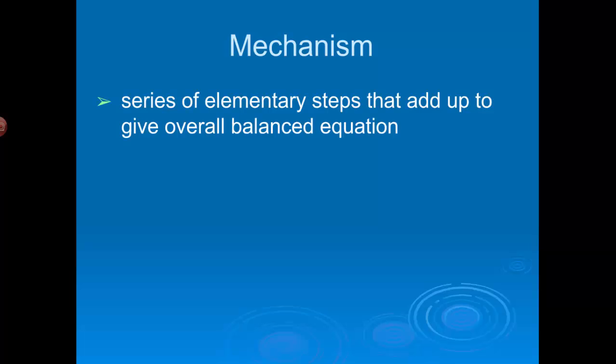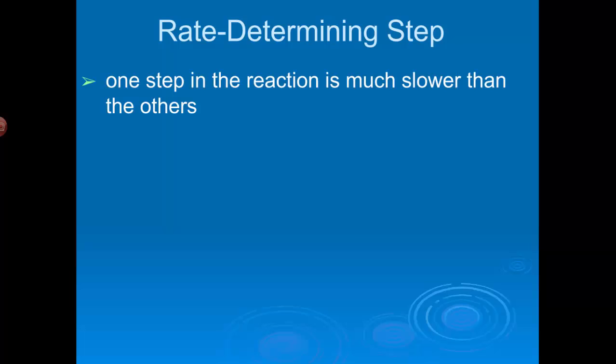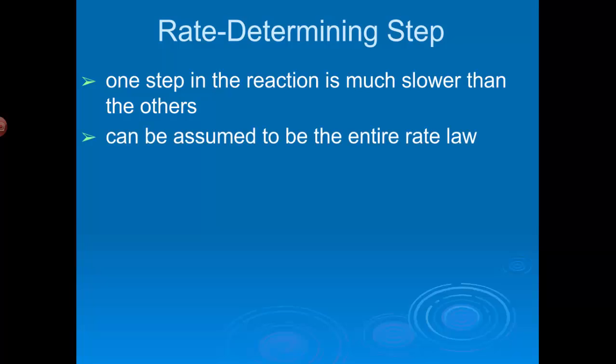So the mechanism gives you the elementary steps that add up to give the overall balanced equation. It has to agree with the experimentally determined rate law, and I'll show you what that means as we do an example. And finally, you have to know what the rate determining step is. One of the reaction steps in a mechanism is going to be much slower than everything else, and because it's slower, the other steps occur very, very quickly. The rate determining step does what it says it does. It determines the rate of reaction, and it can be assumed to be the entire rate law. But we'll need to do some examples so that you can understand how this all works.